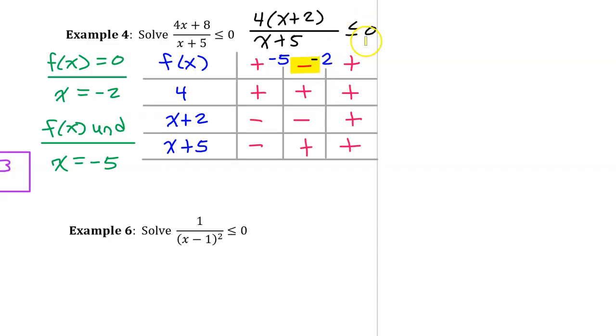Because of the or equal to 0, we will include the endpoints where f of x is equal to 0. So we will include the negative 2 with a bracket when we do our solution down here. We will never include a value where f of x is undefined. So that will get a parenthesis. So negative 5 to negative 2, parenthesis, bracket.